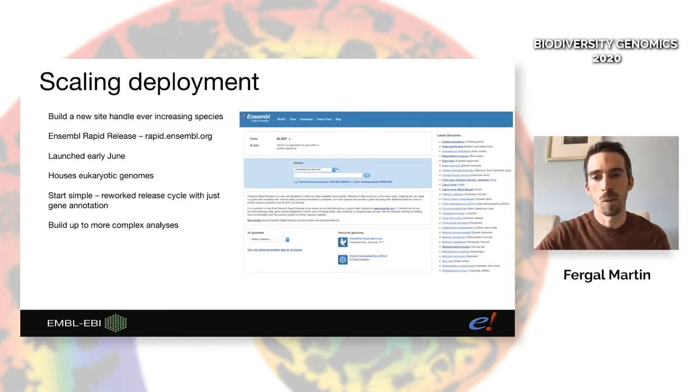So to solve this, we've been building a new site. It's called Ensembl Rapid Release, and it's live on rapid.ensembl.org. We launched it in early June, and unlike ensembl.org, it doesn't just house vertebrate species, it also houses all eukaryotic species. And we decided for this we were going to start really simple, focusing on this reworked, much shorter release cycle with just the gene annotation as the main data type we were going to put out, and then build up to more complex analyses like the comparative data.